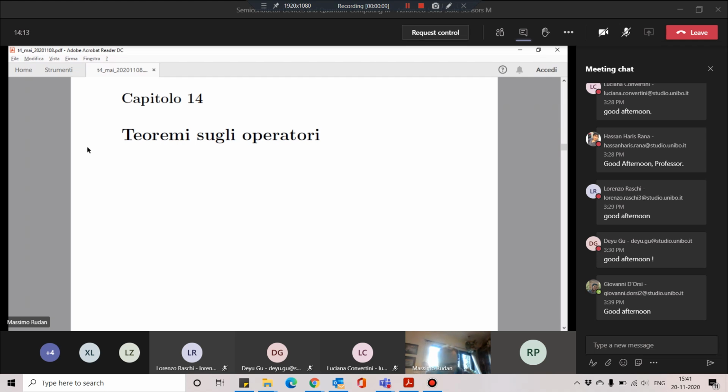Okay, so today we are going to start with some theorems related to operators. You remember that we have introduced the Hamiltonian operator that appears in the Schrödinger equation. But we also have introduced another operator, the momentum operator, that also is one of the building blocks of the Hamiltonian.